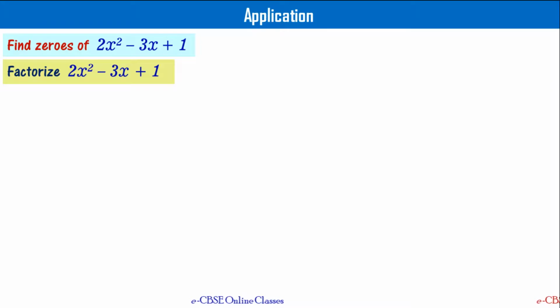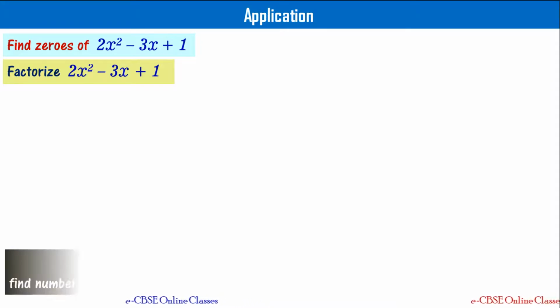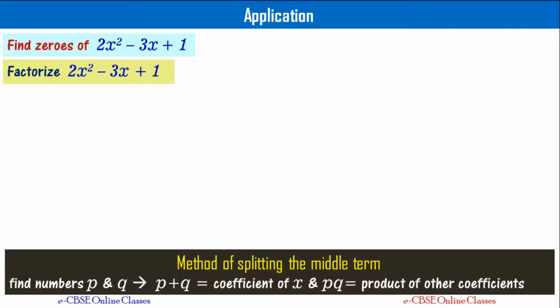To do that, let's first factorize 2x square minus 3x plus 1 using a method called method of splitting the middle term. It suggests that we have to find two numbers p and q such that p plus q becomes coefficient of x and pq is equal to product of other two coefficients. Other two coefficients given in the expression are 2 and 1. Their product is 2. It means that we have to find two numbers p and q such that their sum p plus q becomes minus 3 and p times q becomes 2.